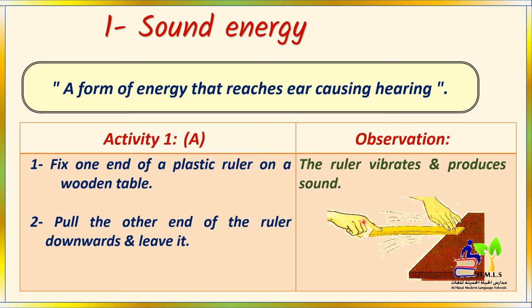Okay, we are going to push it down and leave it. What happens? What is the observation? At first, we observe that the ruler moves up and down, up and down. Okay, the ruler vibrates. Vibrates, it means it moves up and down.